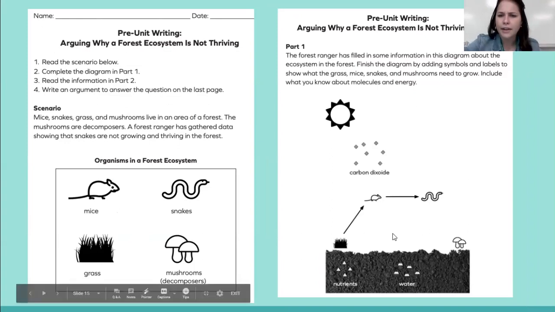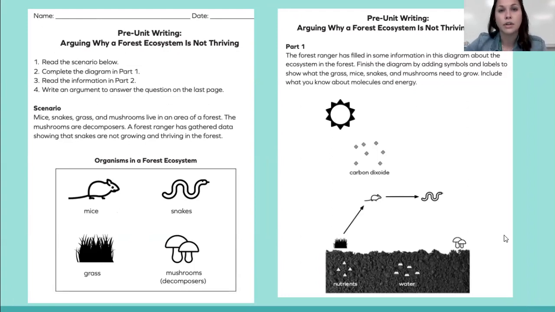So let's think about that. If you needed to add to this diagram, what do you think you would do? I want you to look at this for about 10 more seconds and think what you would add to this diagram.